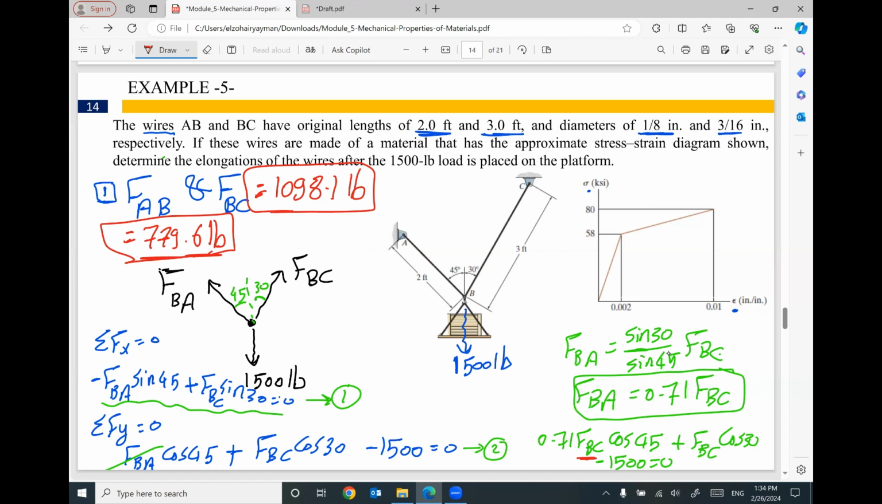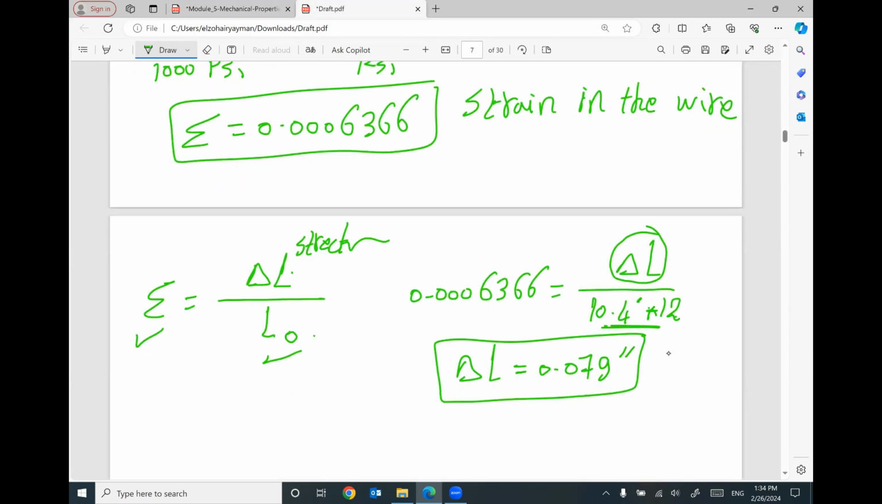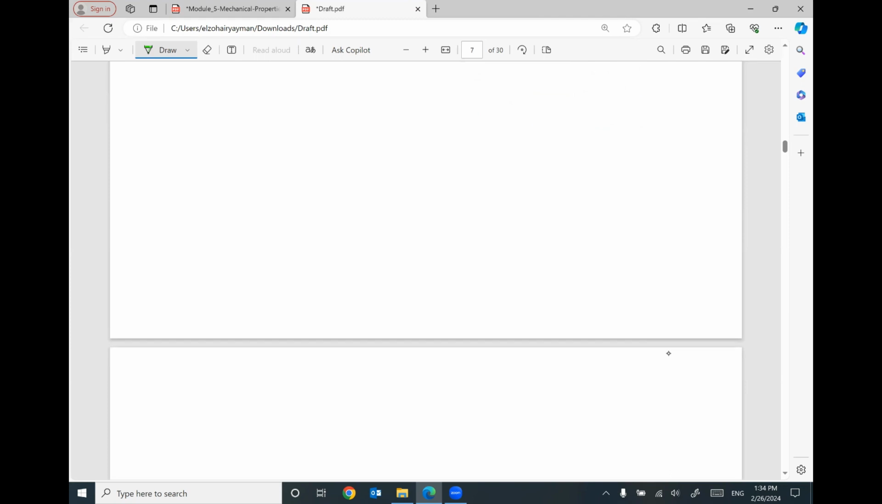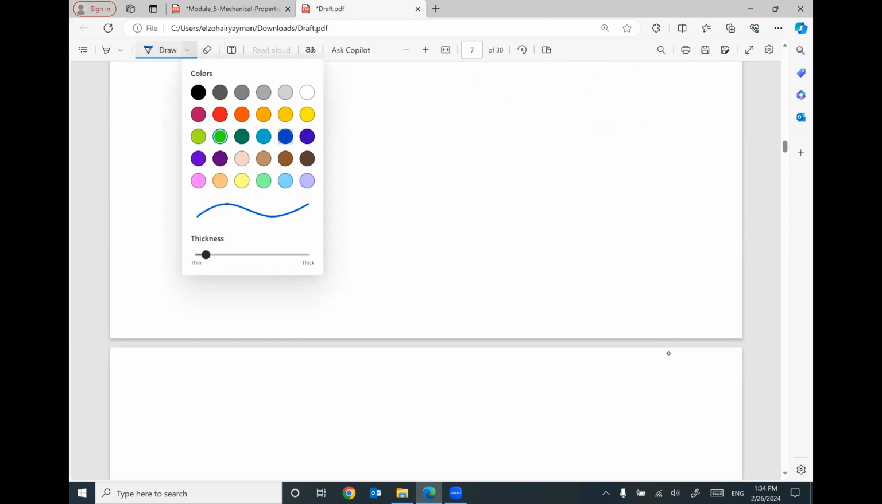So the force in member AB equals 779.6, and the force in wire BC equals 1098.1 pound. This is the first step in the book. The second step is the engineering mechanics step. I'm sorry, the mechanics of material step.